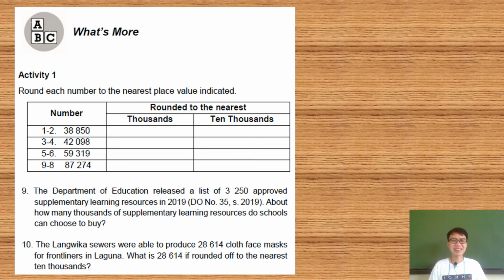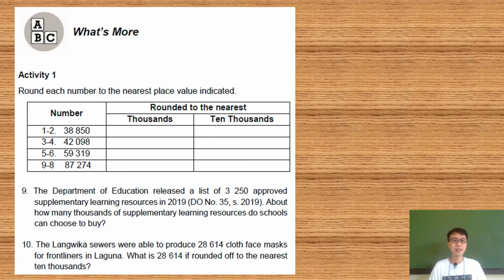Okay, kids, do these activities. For activity 1, round each number to the nearest place value indicated. That is for items 1 to 8. And for item 9, the Department of Education released a list of 3,250 approved supplementary learning resources in 2019 under DepEd Order number 35 series of 2019. About how many thousands of supplementary learning resources can schools choose to buy?